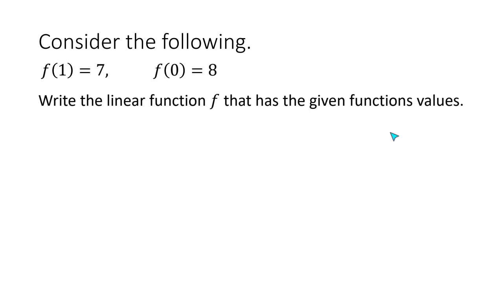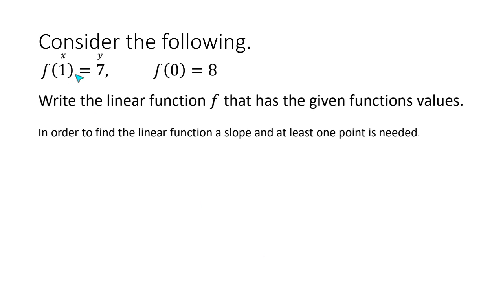Okay, another problem that we have here, consider the following. f of 1 is equal to 7, f of 0 is equal to 8. It says write the linear function. So these are your keywords. Write the linear function. That means that you need to have a slope and you need to have at least one point. And then you can use the point slope formula or the y-intercept of a line.